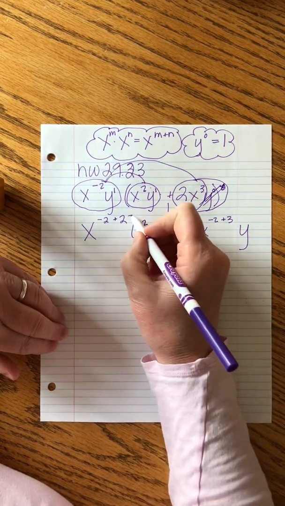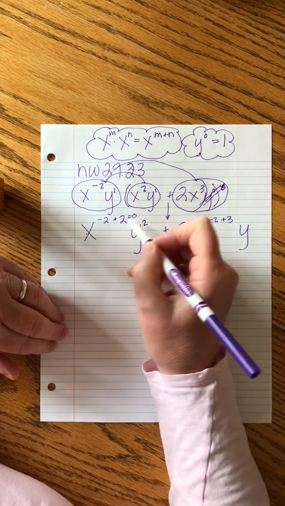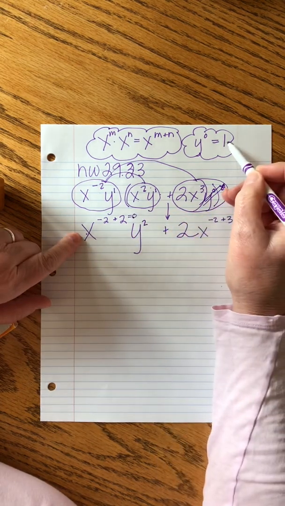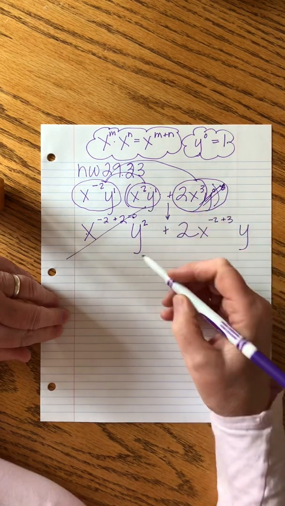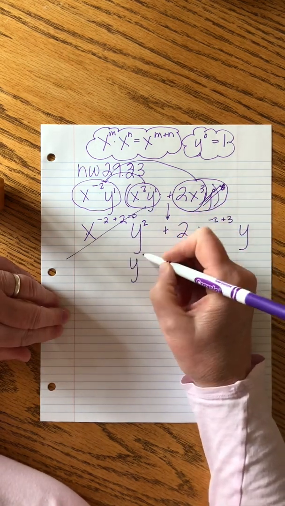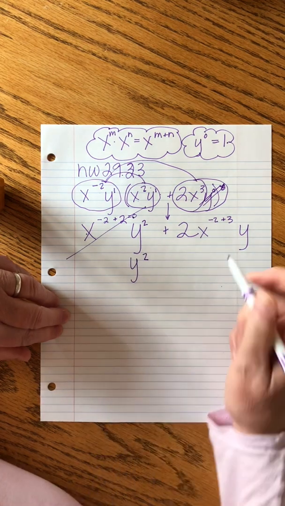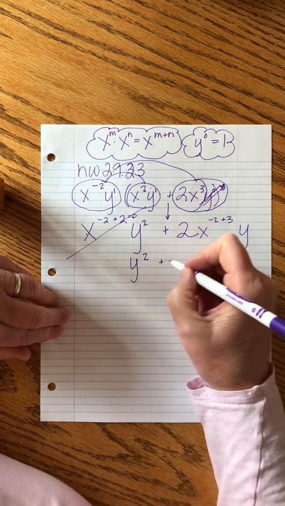All right, now I'm ready to simplify. Minus 2 plus 2 equals 0. So this ends up being x to the 0 power. It turns into a 1, and it goes away. So I can draw a line through all of that. This becomes y squared. And then over here, the 2 is fine.